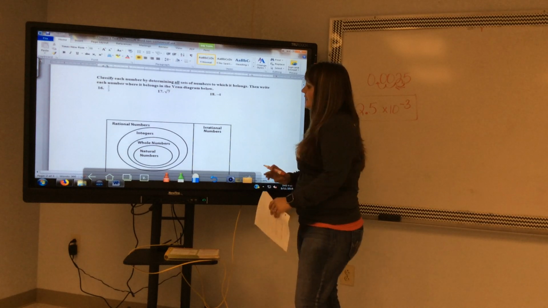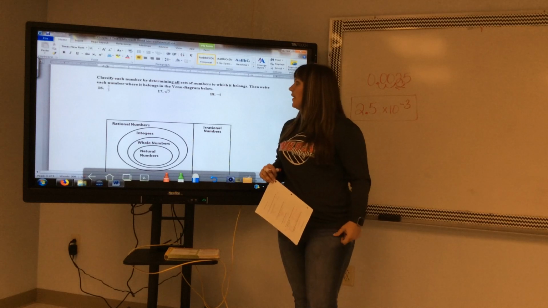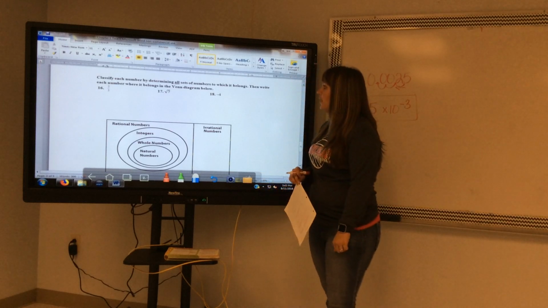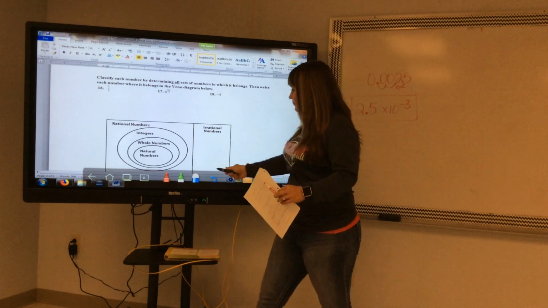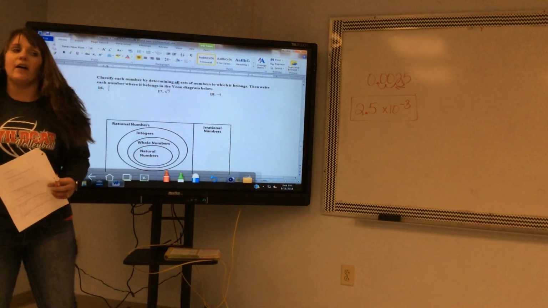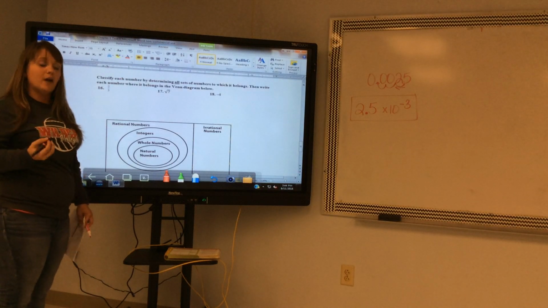Moving on to number 16, 17, and 18. It says classify each number by determining all the sets of numbers to which it belongs. Then write each number where it belongs in the Venn diagram. So here I have 2/5. 2/5 is a rational number.